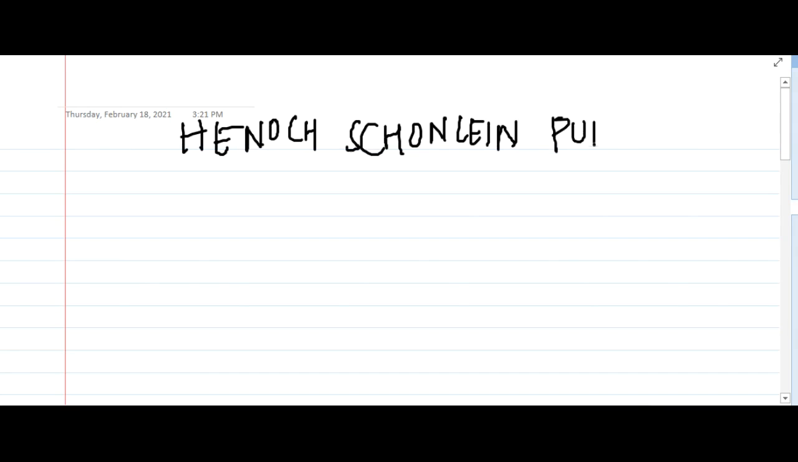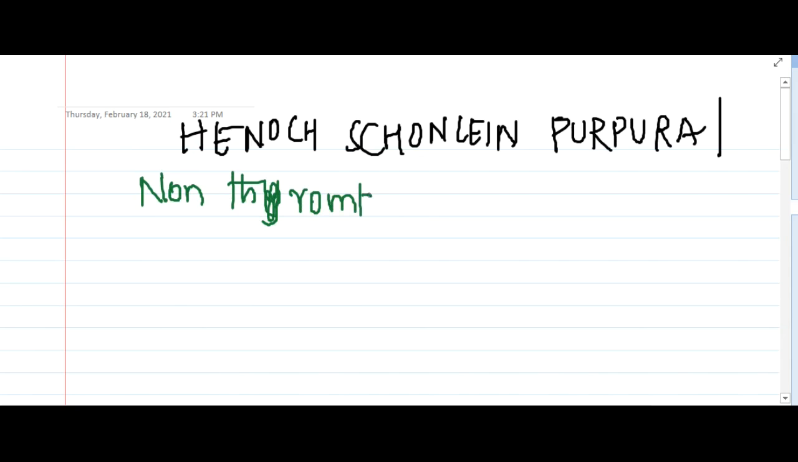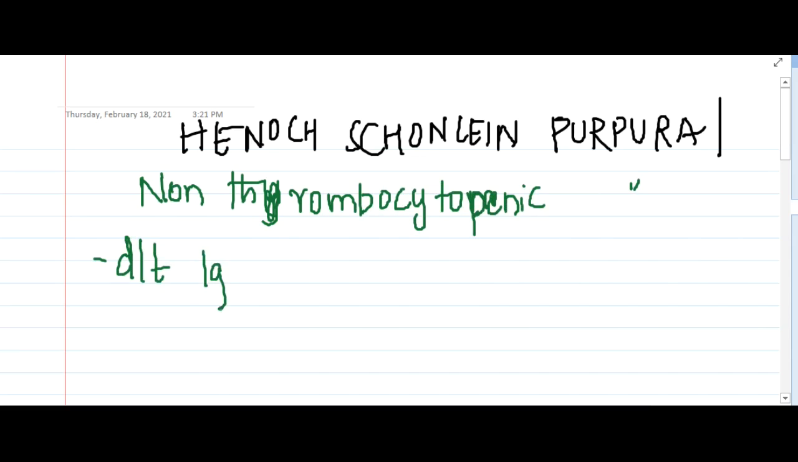So this is Henoch-Schönlein purpura. It is also called by one more name, non-thrombocytopenic purpura. That means here thrombocytopenia is not present, and that is the reason why we call it non-thrombocytopenic purpura. This occurs mainly due to IgA.